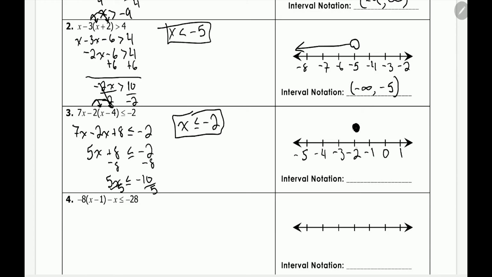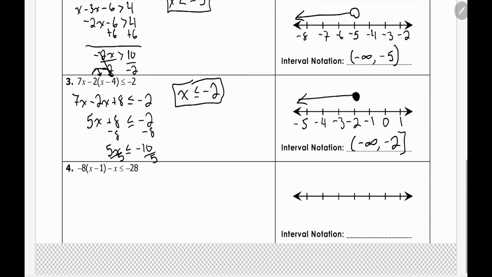So where are the numbers that are less than negative 2? Well, they'd be to the left. So we draw our line to the left. Now let's do the interval notation. So the interval notation, we have parentheses, negative infinity, comma. We have negative 2. And should we have parentheses or bracket? Well, since we have a closed circle, we'd be using a bracket. So our answer for interval notation is parentheses, negative infinity, comma, negative 2, bracket.